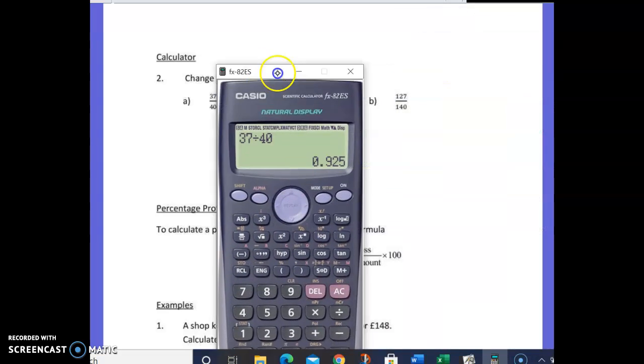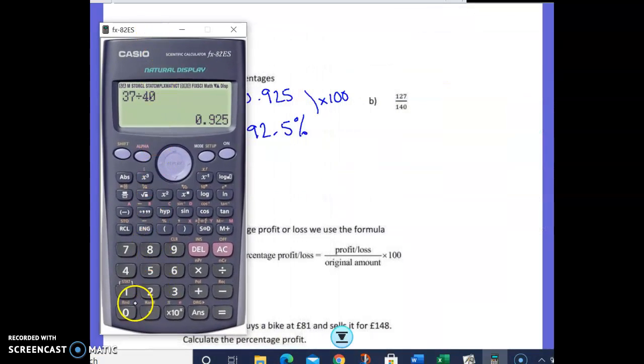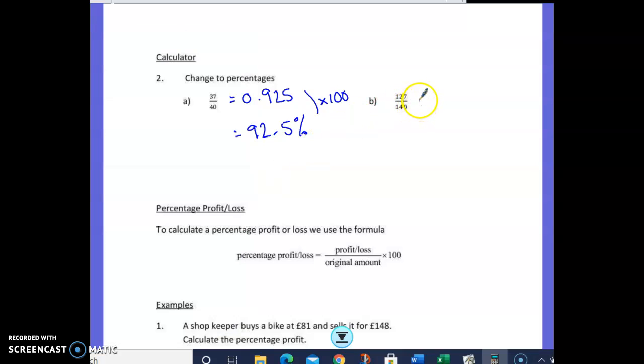Second one, 127 out of 140. That gives 0.9071. If I times this one by 100 on my calculator, I get 90.71 to two decimal places. Okay, I'll leave you to try some of these.